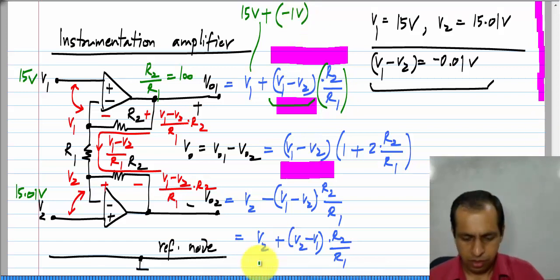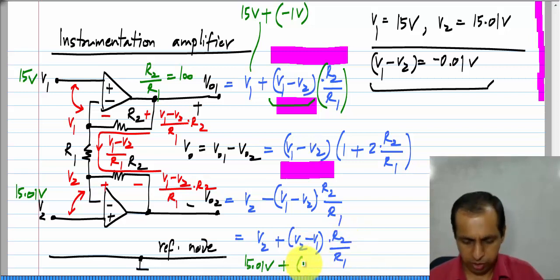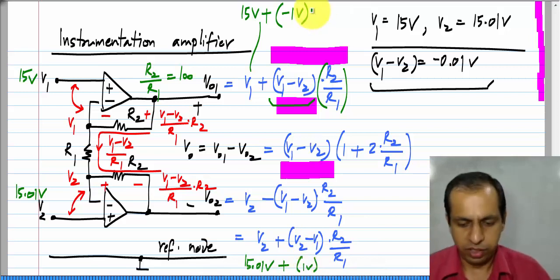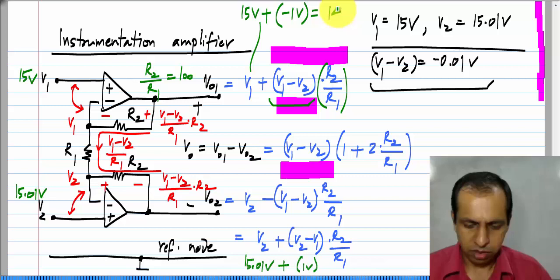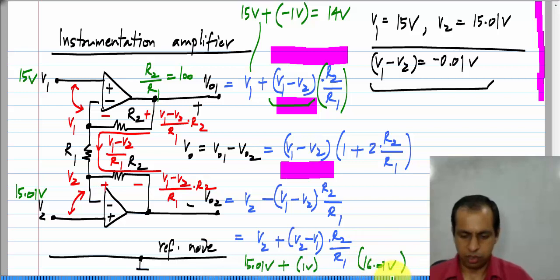And similarly, here I have V2, which is 15.01 volts plus V2 minus V1, which is 0.01 volts times R2 by R1, which is 100. So, I will have plus 1 volt. So, if I take the total, this is at 14 volts and this is at 16.01 volts.